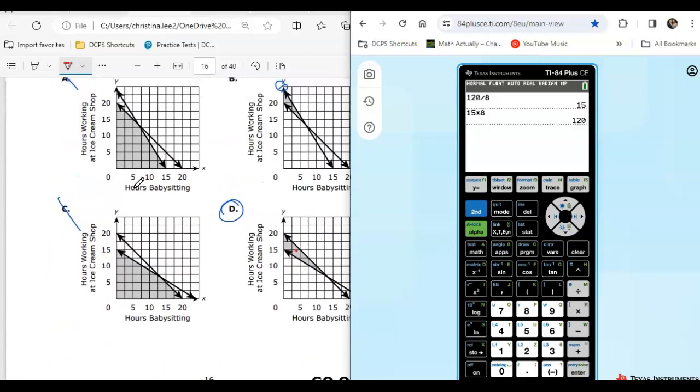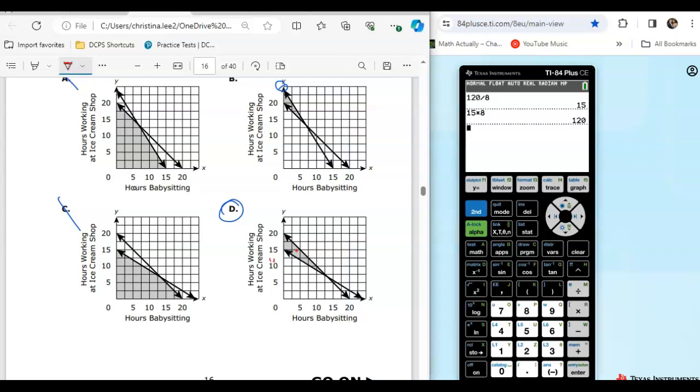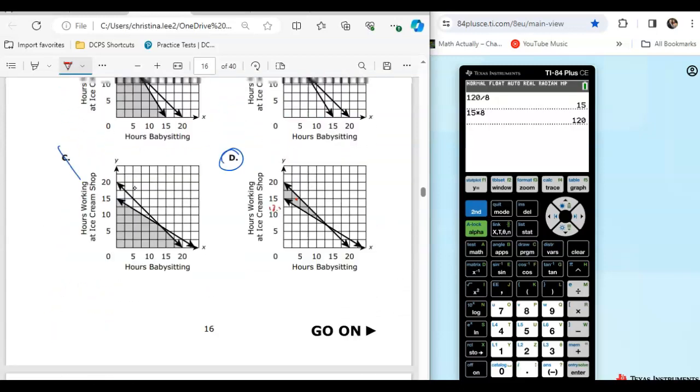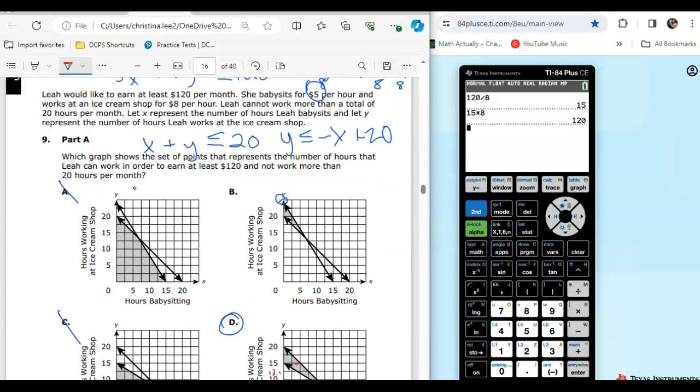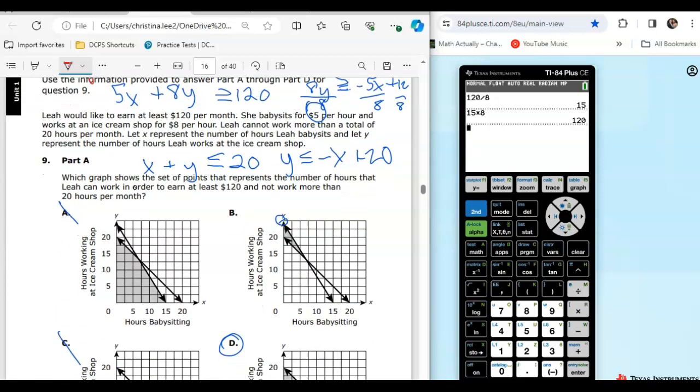5, 12. So we go 5, 12. Well, 10 is here, 15 is here. This is like 12 and a half then, right? So 12 would be just under that. Let's see, we have to plug that in then. So 5 plus 12 is less than 20. That works. So 5 times 5 is 25.